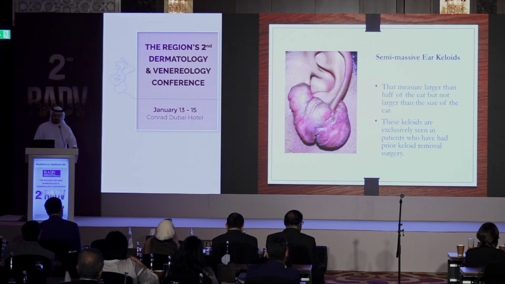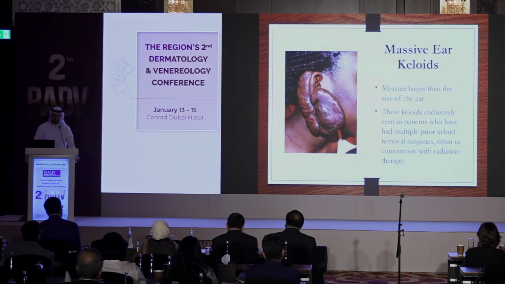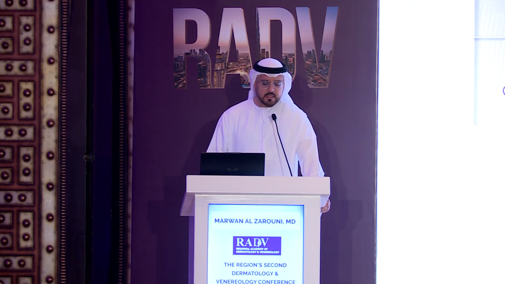And then we have the semi-massive ear keloid. This measures larger than half of the ear, but not larger than the size of the ear. And then we have the massive ear keloid. These type of keloids, we don't see it here. It's very rare, and we see it only on the dark skin types 5 and 6.